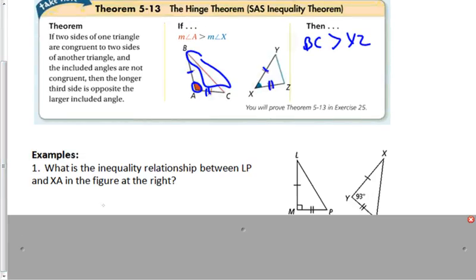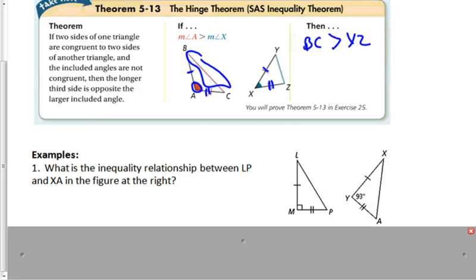Let's put that into practice here. We got a couple examples. The first one, number one: what is the inequality relationship between the length of LP and the length of XA in the figure to the right? So we have two sides congruent. Here's another one. And we know that this is a right angle M, and angle Y is not quite. It's just a hair over it. It's 93 degrees. So the relationship there is the larger angle has a larger opposite side. So that means that XA is actually greater than LP in this case, based on what we know. Because that would be 90 degrees right there, and the other one is 93 degrees.